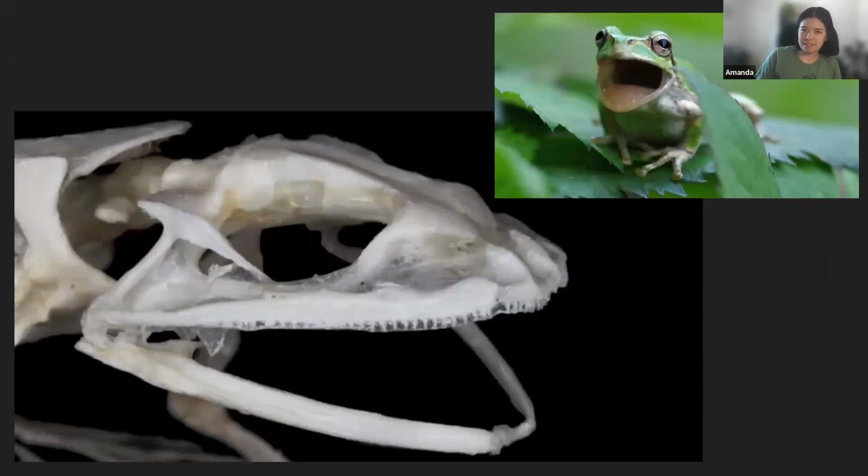Most amphibians have teeth as well, but only on their upper jaw. And these are very tiny and flexible, so they're not our typical teeth. I don't know if an amphibian has ever bit anyone, but it's not very painful. They're very tiny and flexible and are really only used to hold on to prey rather than to chew or grind or tear it. They typically swallow their prey whole.